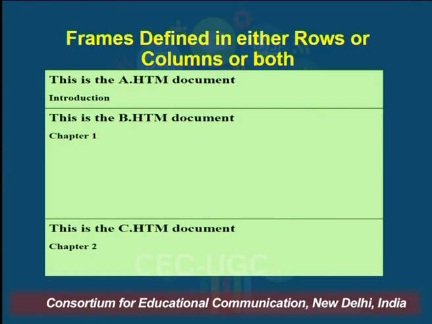So we are taking it up from the previous lecture. Here we know that we are dividing the entire browser screen into two or more parts. Here you can see that we have divided the browser screen into three sections, and each section is holding a different HTML document. The first is a.html, then b.html and c.html. These are the three different files which we have loaded into this.